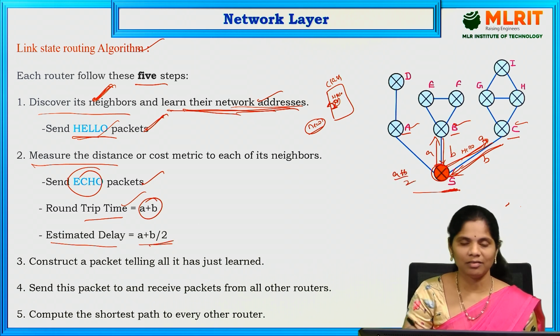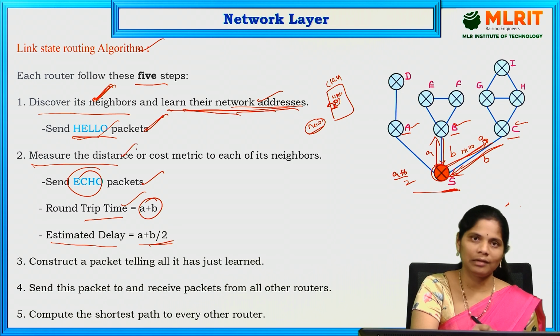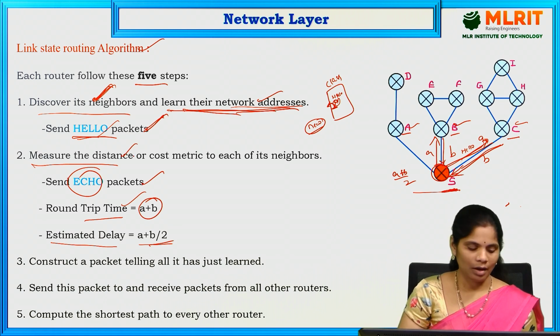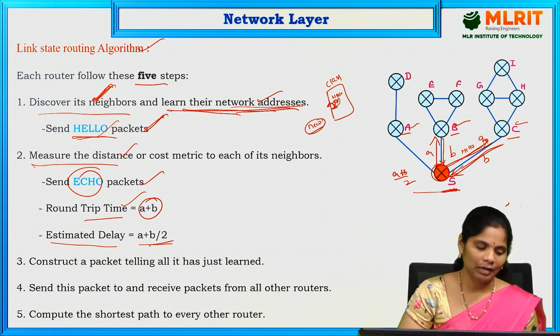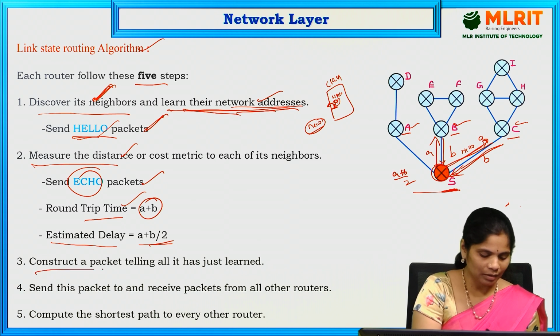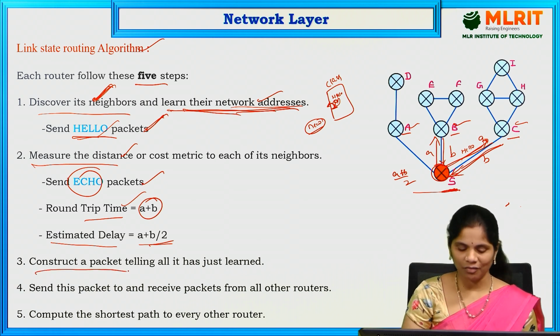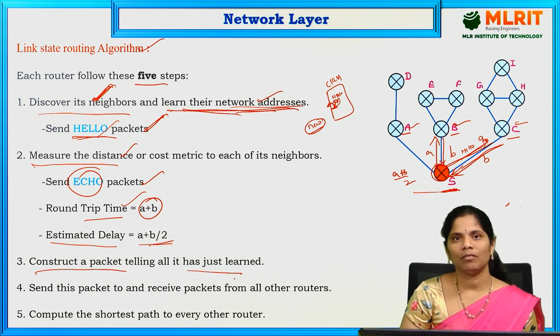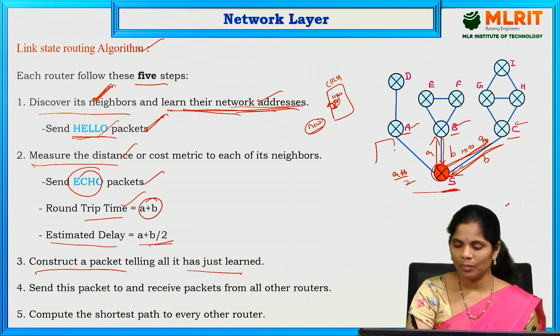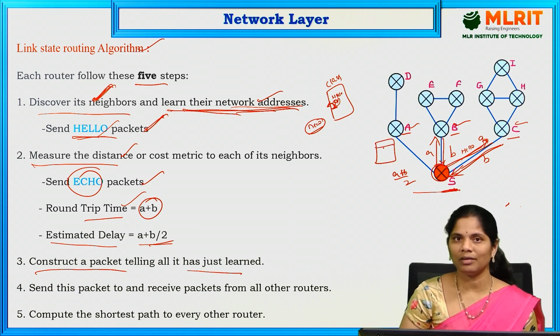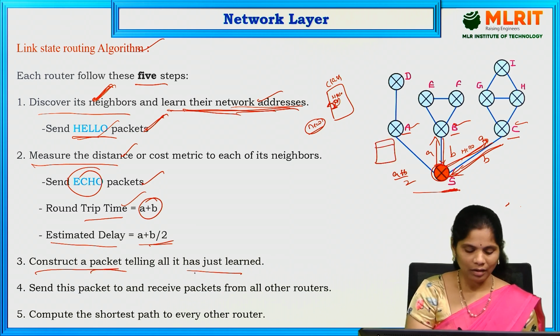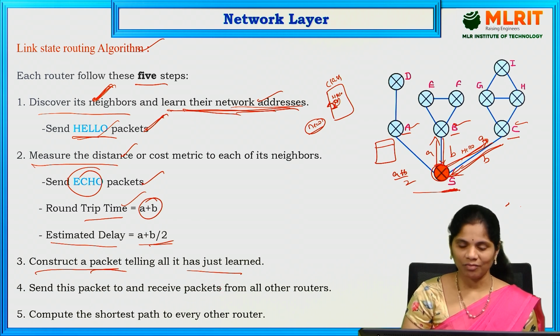That is the condition. Like that, we have to measure the distance of these particular neighbors. And the next case is, after finding the distance, construct the packet. You have to construct a packet for each and every node, whatever it has learned previously, that is going to tell about the distance of that particular node.